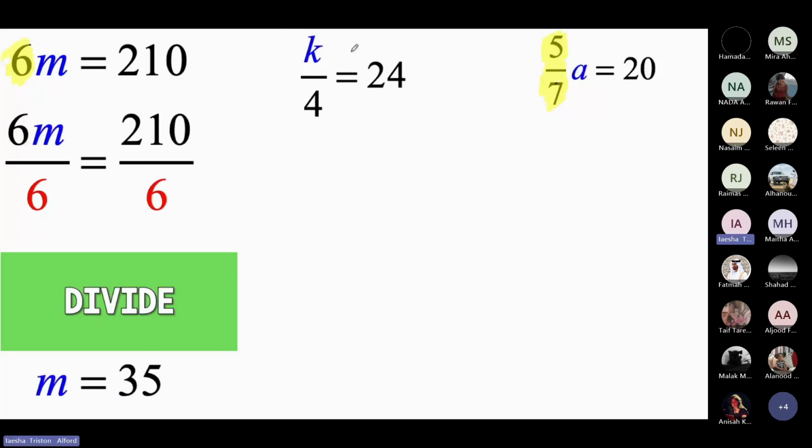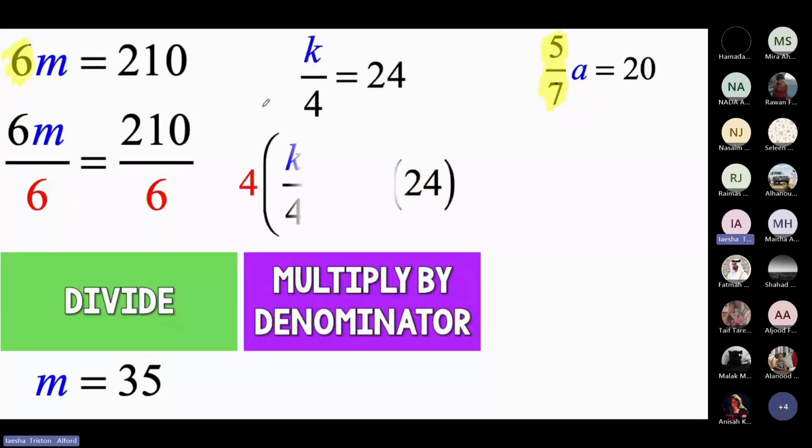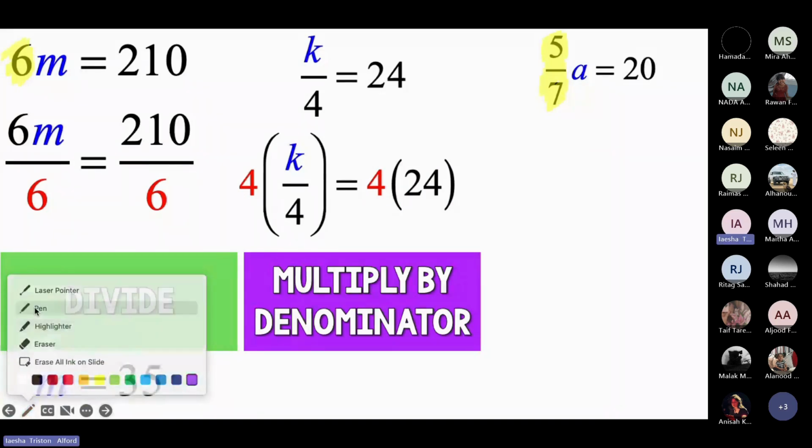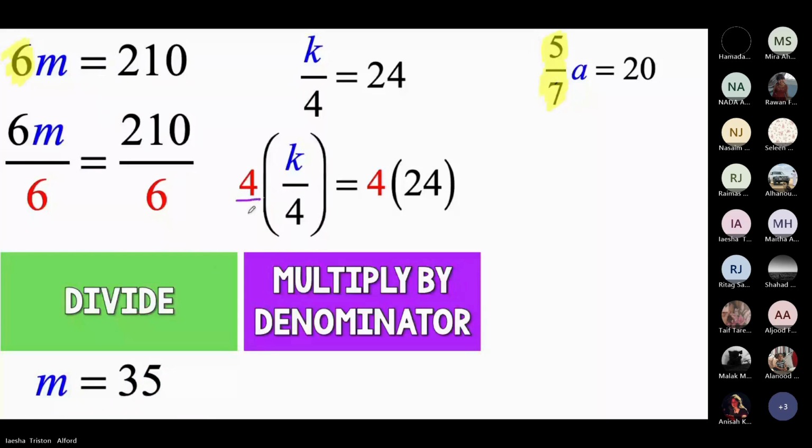For the one in the middle, read. What do you see? K divided by positive 4. You see divide. How will you make your answer? Times 4, both sides. So multiply by the denominator, or you can multiply by the flip. It's okay. It's going to give you the same answer if you flip your coefficient.